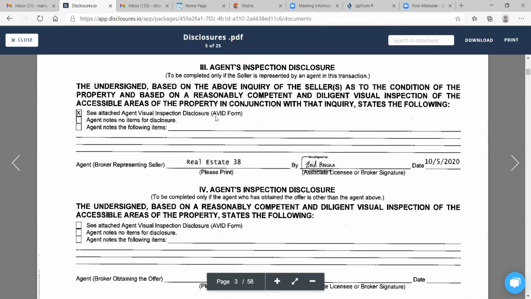For the disclosure, the agents already walked through it. So it's right here, inspection, the agents walked through. And this one, I need to walk through too. So it's me, and I'll sign this later on.